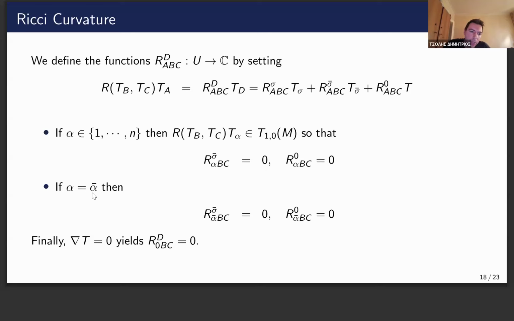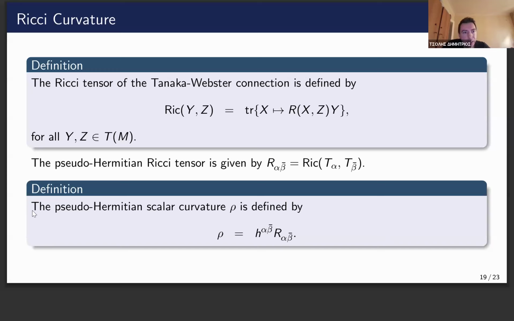If alpha is equal to bar alpha, then we have those two conditions that are 0, and just use this essentially the nabla of T, the Reeb vector field, that is equal to 0, then this gives this thing. And now we can go ahead and define the Ricci tensor. So the Ricci tensor, very similarly to the Riemannian case, it's just the trace of this map here for Z, Y, and Z in this TM. And we have this index notation.